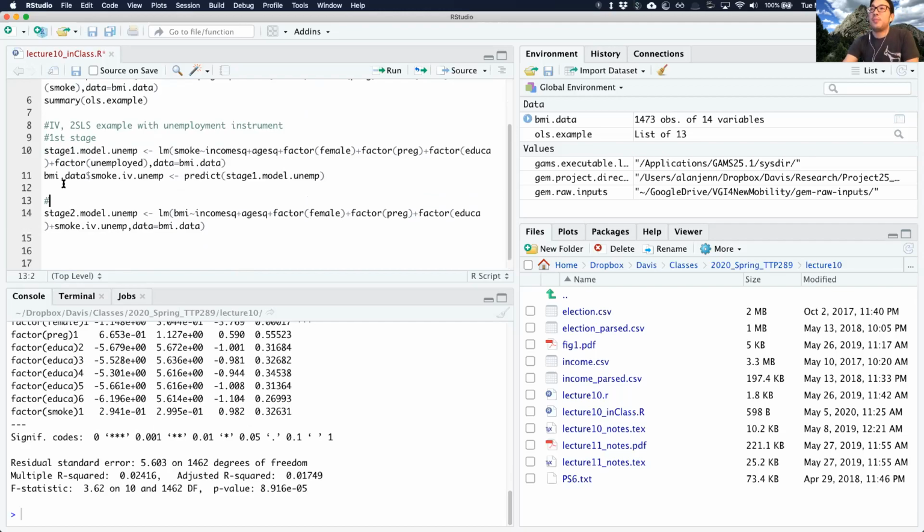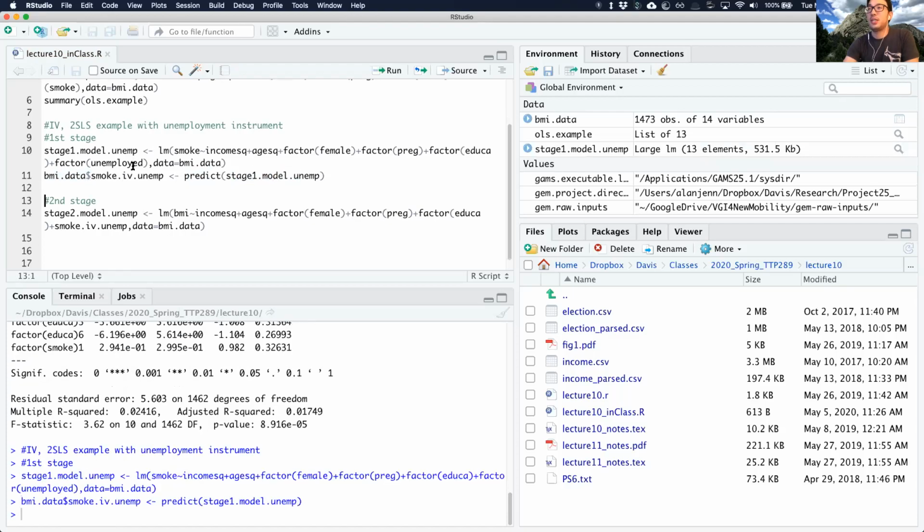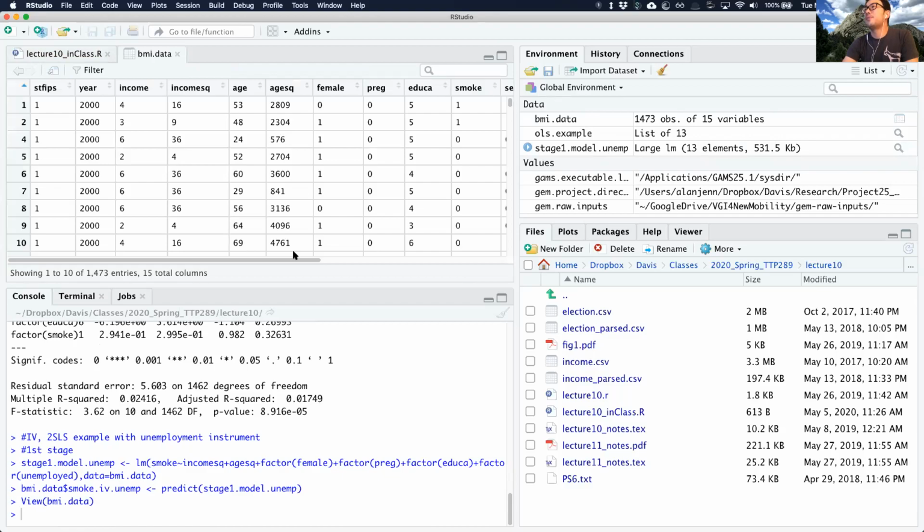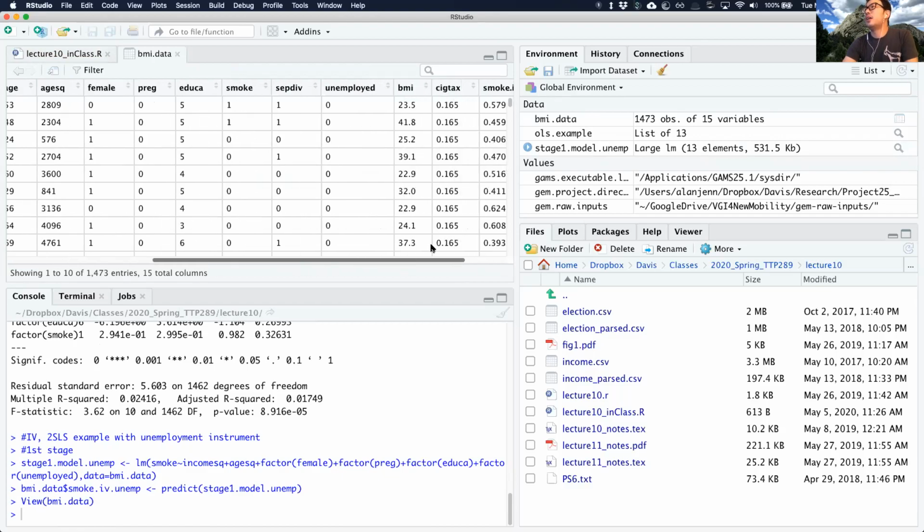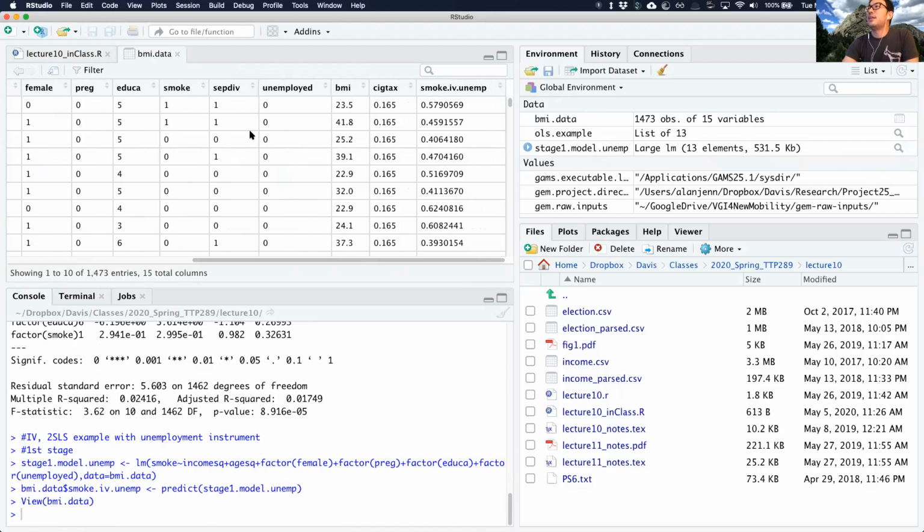And then in my second stage, what I'm going to do is add to my BMI data a prediction of my first stage model. Now, if I run these two and take a look at my data, I should have an unemployed column, and then you have a predicted unemployed.